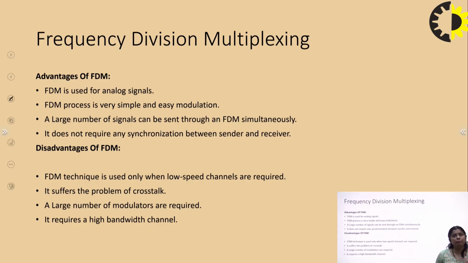Analog signal will be represented by sinusoidal or cosine waves, and digital signals will be transmitted as a square wave, or you can say there are binary bit streams. So the main advantages are these: FDM is generally used for the analog signal, and it makes modulation easy.